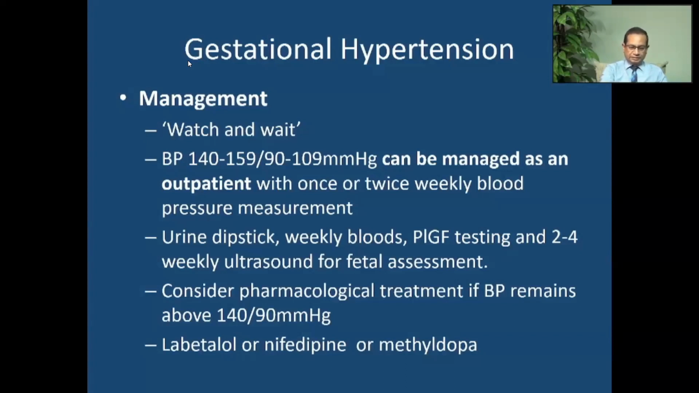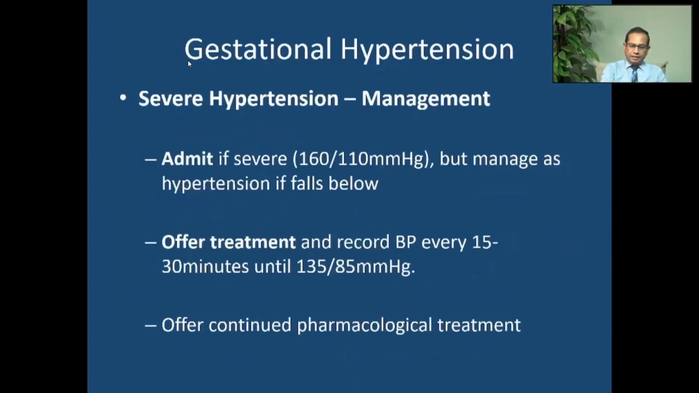And consider pharmacological treatment if blood pressure remains above 140 by 90. So if a patient with gestational hypertension has a blood pressure of more than 140 by 90, then the patient should be on treatment. And labetalol or nifedipine or methyldopa is the drug of choice, as we discussed earlier. And if a patient with gestational hypertension has severe hypertension, that means a blood pressure of more than 160 by 110, then that patient needs immediate admission.